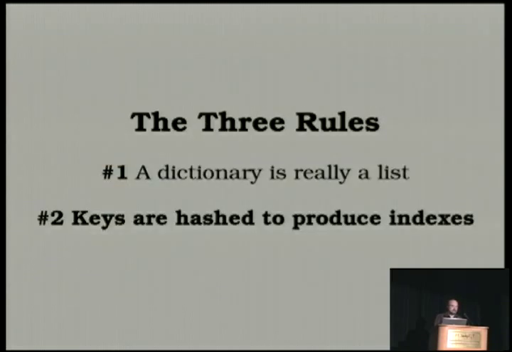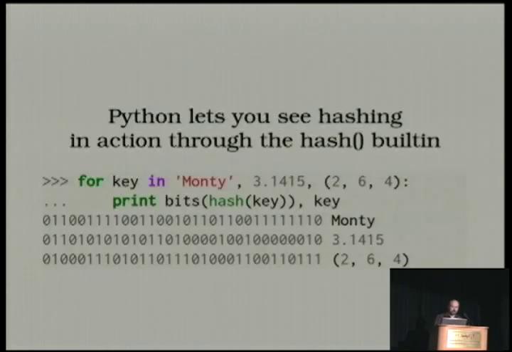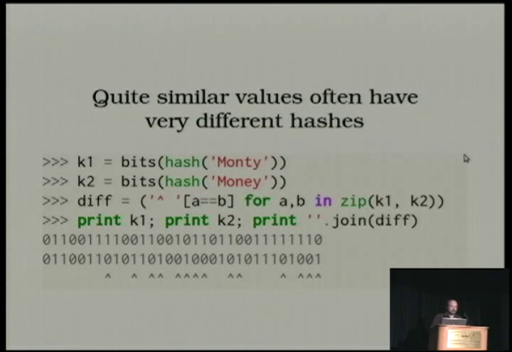The second rule is that keys need to be hashed to produce indexes. What's a hash? Well, Python actually exposes its hashing function to you. This is something nice about a language like Python, that it supports introspection and lets you see its internals. A hash is a mathematical algorithm that gets a string like Monty or a number like pi or a tuple and reduces it to 32 bits of ones and zeros. And it does it in such a way that it scatters the information in the original piece of data all across the ones and zeros.